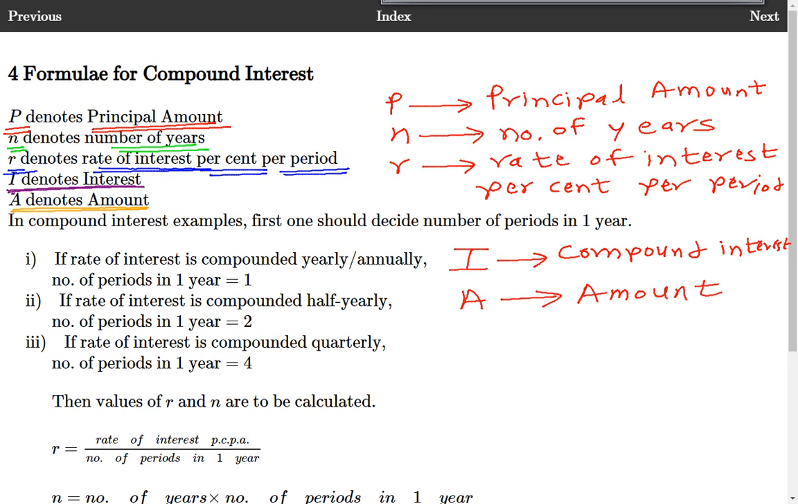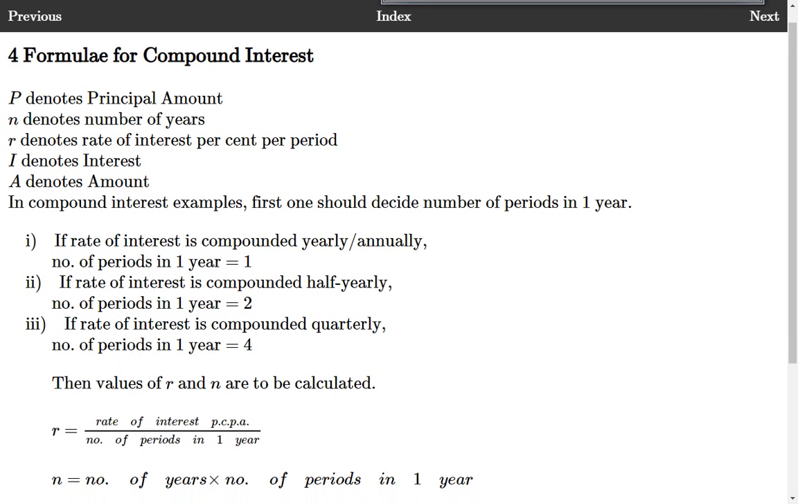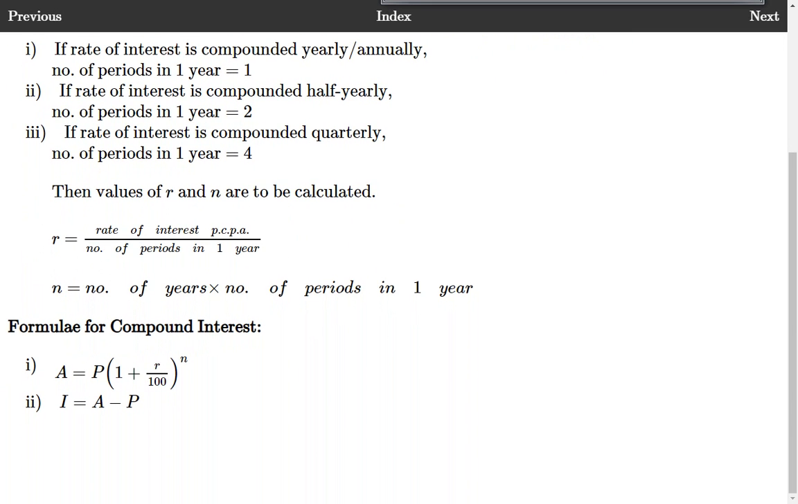So, with this notation, there are few basic facts which we have to understand for compound interest. If the rate of interest is compounded yearly or annually, then number of periods in 1 year is equal to 1. If rate of interest is compounded half yearly, the number of periods in 1 year is equal to 2. If rate of interest is compounded quarterly, then number of periods in 1 year is equal to 4. Based on this, we have the formulae for R and N.